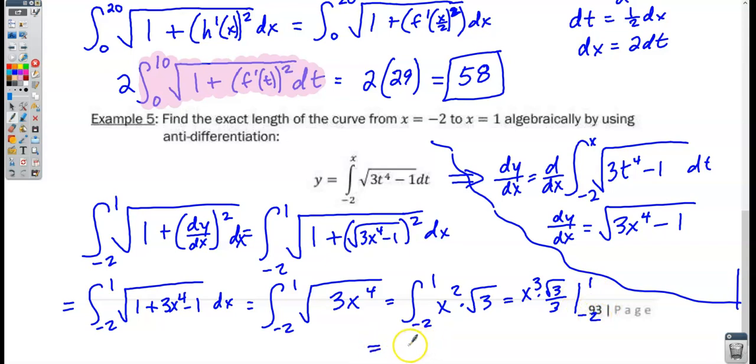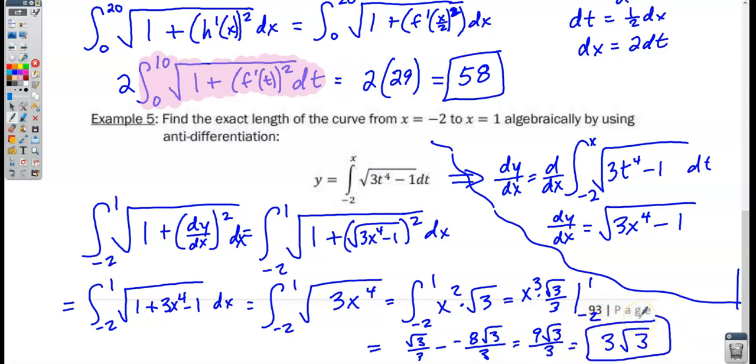And this is going to be root 3 over 3 minus -8 root 3 over 3, which gives us 9 root 3 over 3, or 3 root 3, as the exact length of this curve using anti-differentiation.